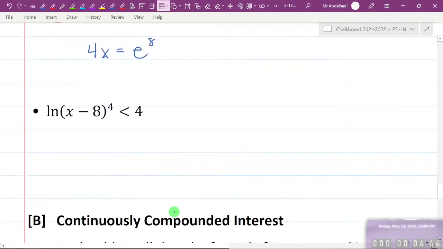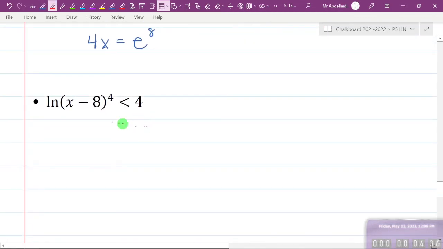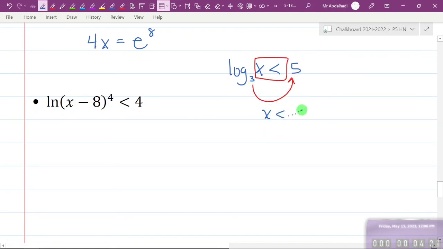All right, last one here is an inequality. And what we're going to do here is use that whole thing. We know that if we have log base 3 of x less than 5, you leave this intact and just bring the base over to the other side. So what you get is x is less than 5 to the 3rd. We're going to do the same thing here. The base here is e, so we're going to bring the e to the other side. So now we have x minus 8 to the 4th power is less than e to the 4th.